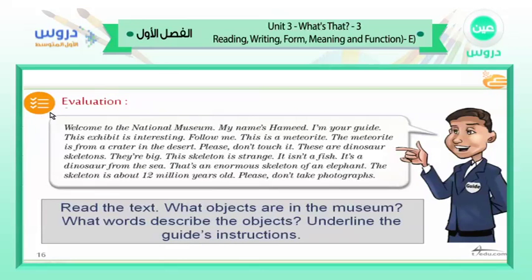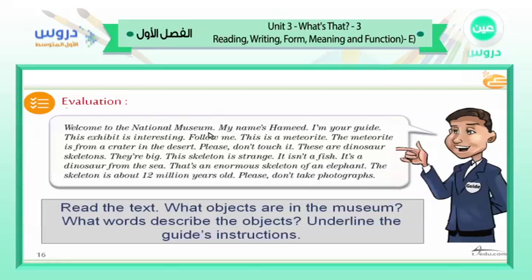Here we have an evaluation. In this evaluation, we have this text. Now we will read it. What objects are in this museum? We will find out these objects. And what words describe the objects? Then underline the guide's instructions here. Okay, let's read together now.